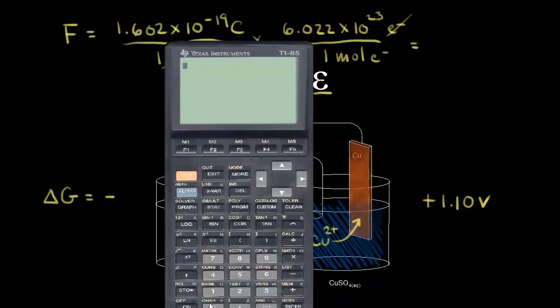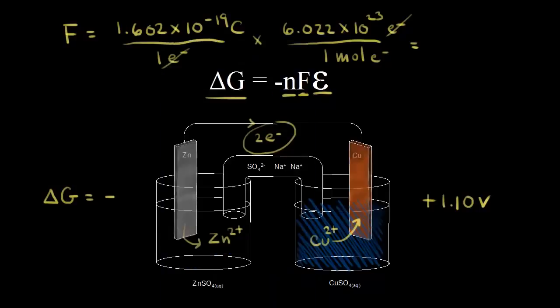So we have 1.602 times 10 to the negative 19. And we're going to multiply that by Avogadro's number, 6.022 times 10 to the 23rd. And we get 96,472. The units would be coulombs per mole of electrons, so coulombs per mole.